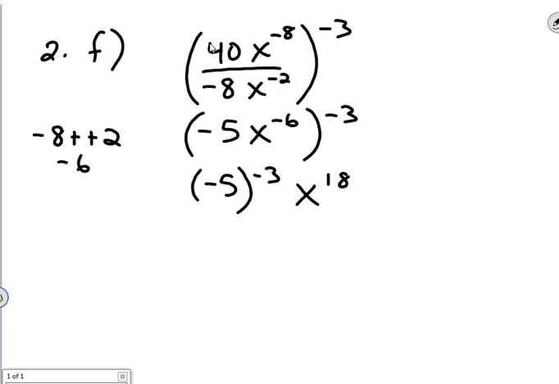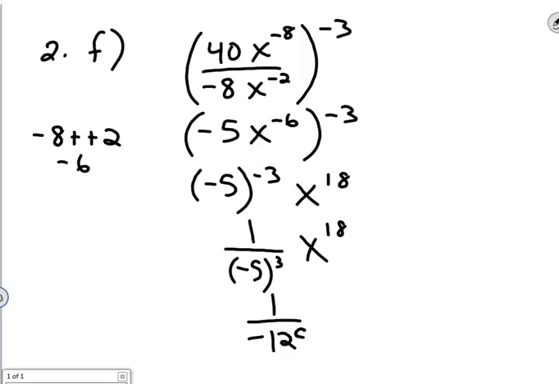This negative 5 has a negative exponent, so we're going to flip it. We're not going to change the sign, we're just going to change the sign of the exponent, right? So when we flip it, it becomes 1 over negative 5 raised to the positive third power. And we still have our x to the 18th. Negative 5 times negative 5 times negative 5 is negative 125. So we can write this as 1 over negative 125 x to the 18th, or we could write it x to the 18th over negative 125. It would be the same thing.